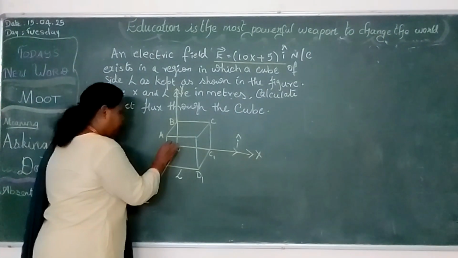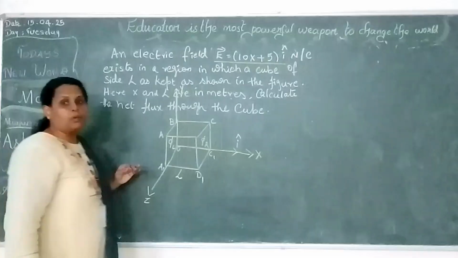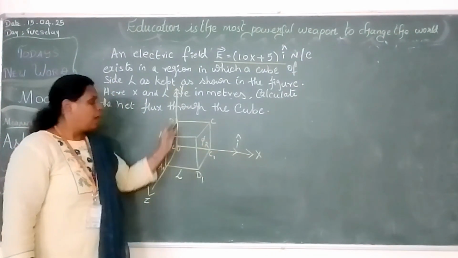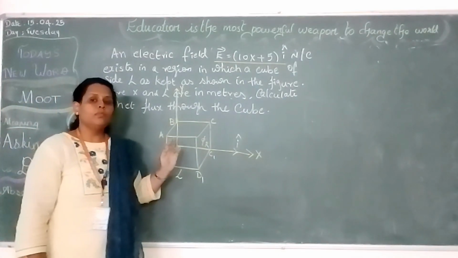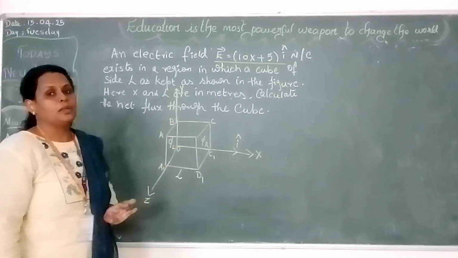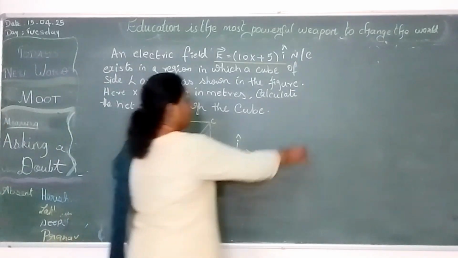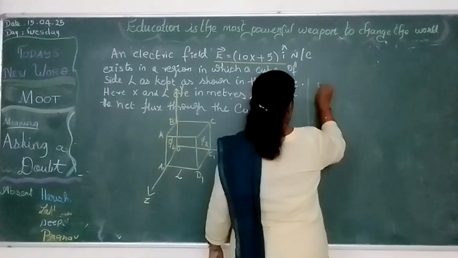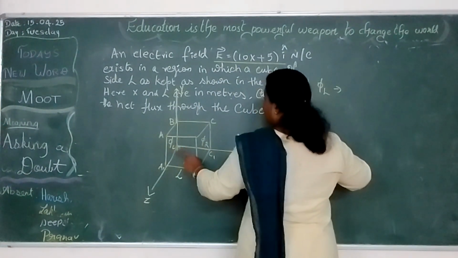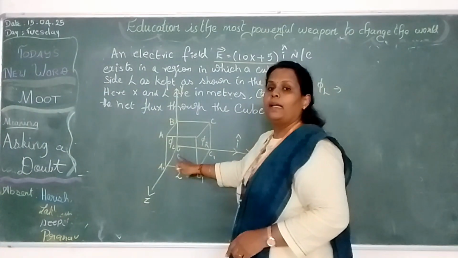Only through the left face and the right face, phi L and phi R, will electric field lines pass through the surface. Through the other faces they won't enter, but will graze the surface and go, so there is no need to count those faces. It's enough if we calculate for the left and right faces. For phi L, x is 0 on the left face.